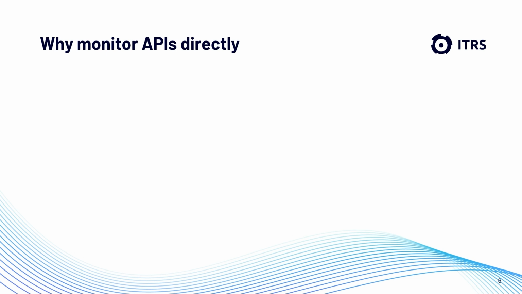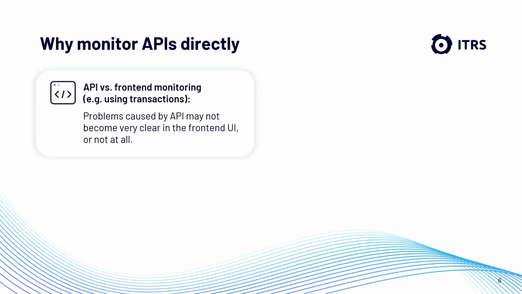But let's also consider these aspects. If your API is down completely, your browser-based monitoring will probably detect that, as it will affect your user journeys. But problems may not always be so obvious. We've seen cases where an API that was responsible for returning a list of products only returned 10 products instead of many thousands of products because of some underlying data issue.